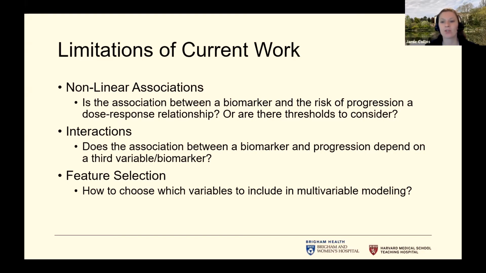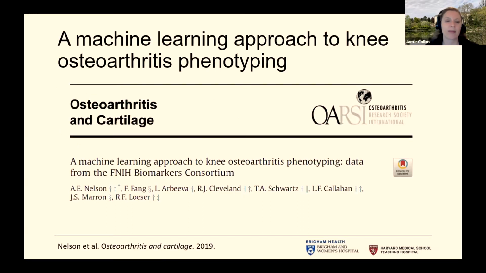I didn't have time to go through all of the results in detail, but we did quantify the association between each biomarker and the risk of being in that progression group using adjusted odds ratios. More complex models sometimes lose some of this interpretability, but can overcome some of the challenges that I've listed here. So I just wanted to quickly review one such study that used the data from the FNIH biomarkers cohort. This is work from Amanda Nelson and her group at UNC, evaluating a machine learning approach to OA phenotyping using data from the FNIH OA Biomarkers Consortium.